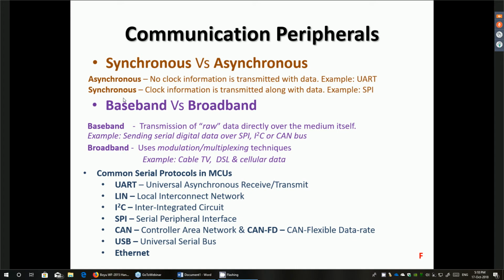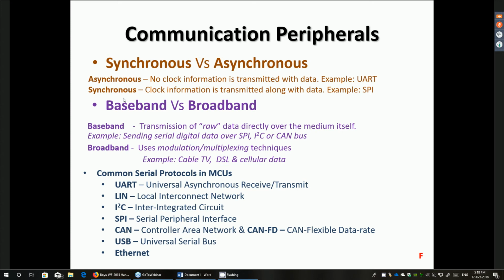So I talk a little bit about this, and in fact, I have a separate presentation called Communication Protocols in Embedded Systems. I once gave that presentation at Texas A&M University in their Doha, Qatar campus.